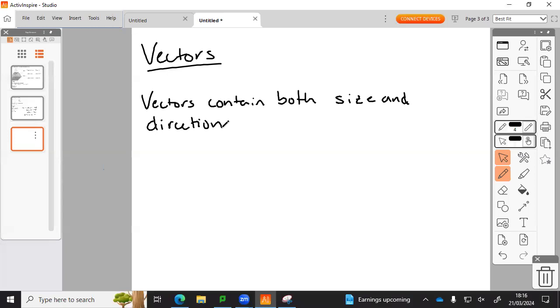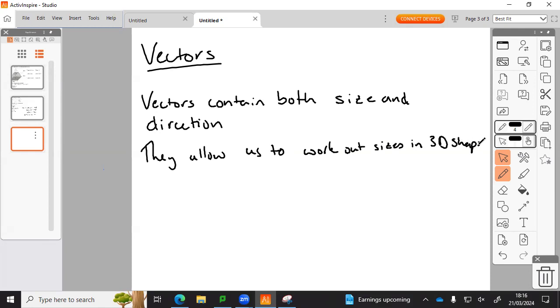Okay. What they allow us to do more easily, right? They allow us to work out sizes in 3D shapes. All right, that's what we're going to be using it for. They allow us to do quite a lot of things, but they allow us to work out sizes in 3D shapes.